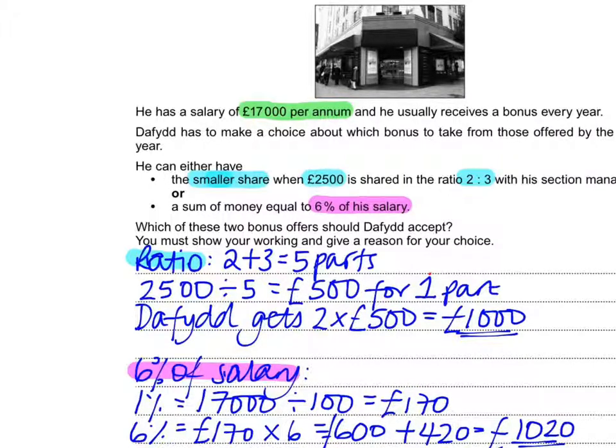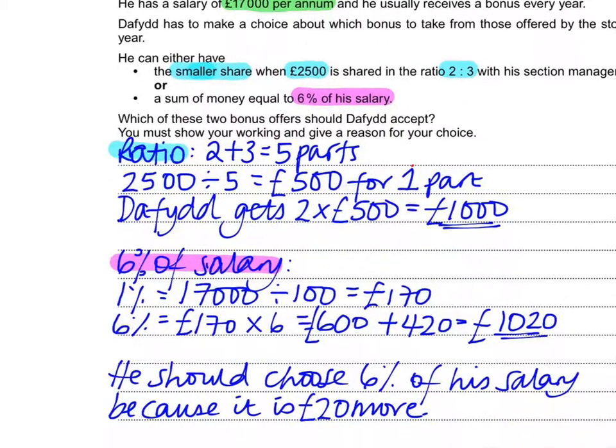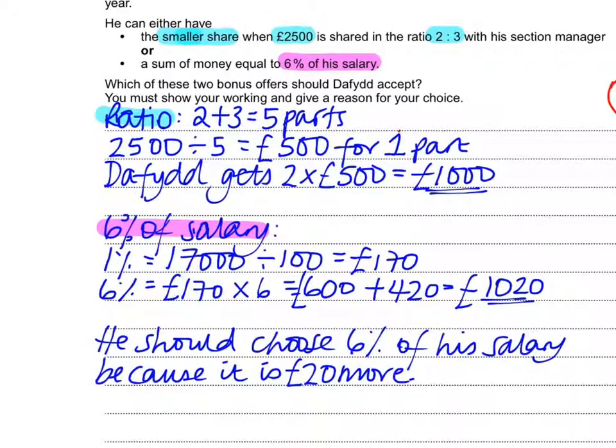He gets 6% though, so you now need to multiply that by 6. Have you partitioned the 170? So 6 times 100, giving 600. 6 times 70, giving you 420. Putting the pieces together to get 1,020. And then finally, summarising which one he should go for. He should go for the 6% because he gets £20 more.